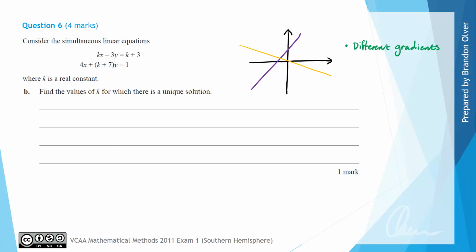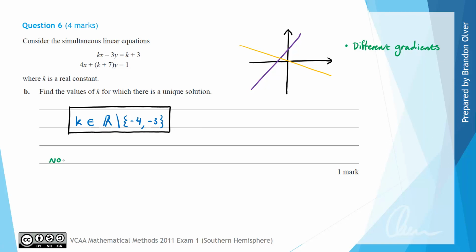So we did previously find that if k is equal to -4 or k is equal to -3, we get infinitely many or no solutions. So that means if we select a value of k that is any real number excluding -4 and excluding -3, we will get a unique solution. So that is the answer to part B of this question.